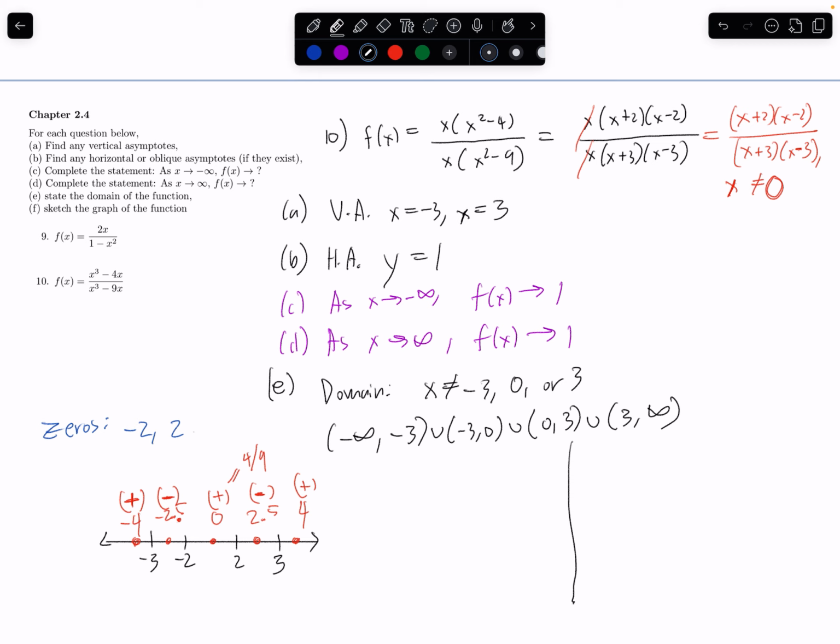Here's our sketch. Y-axis, x-axis. Here's x, here's y. And let's start with our asymptotes. Asymptotes were at -3 and +3. 1, 2, 3 there. 1, 2, 3 there. And I got asymptotes there. Okay, I also had an asymptote at y equal to 1. So that's right over here. Something like that.